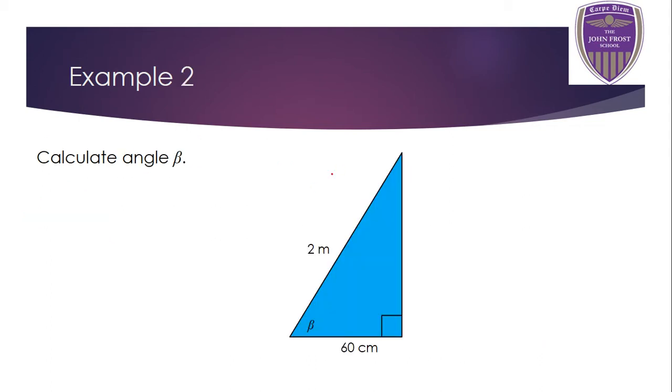Next one, I've got to find the size of angle beta. Okay, it's here. So H, O, A. SOHCAHTOA. I have got H, and I've got A. Okay, and I want to find the angle. So I've got to use cos.